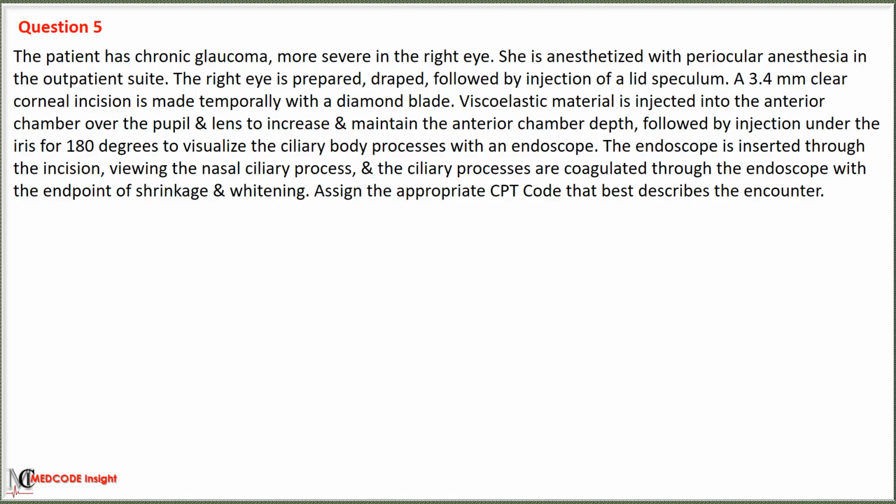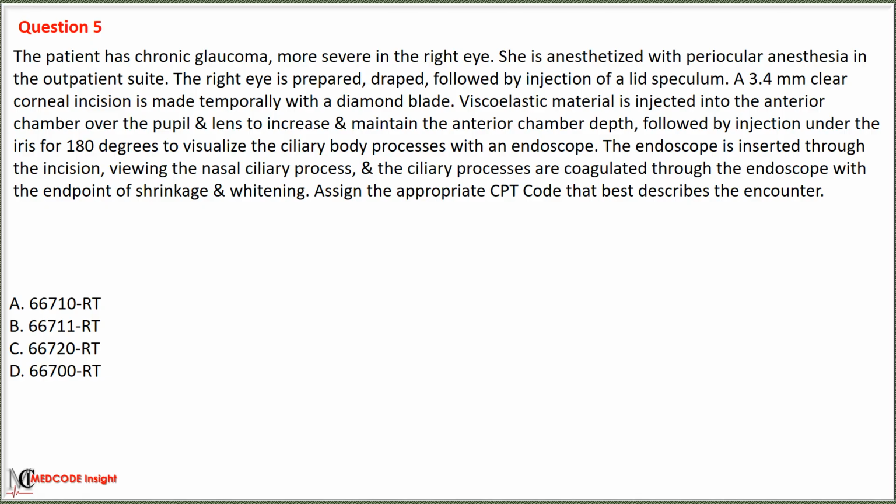depth, followed by injection under the iris for 180 degrees to visualize the ciliary body processes with an endoscope. The endoscope is inserted through the incision viewing the nasal ciliary process, and the ciliary processes are coagulated through the endoscope with the endpoint of shrinkage and whitening. Assign the appropriate CPT code that best describes the encounter.